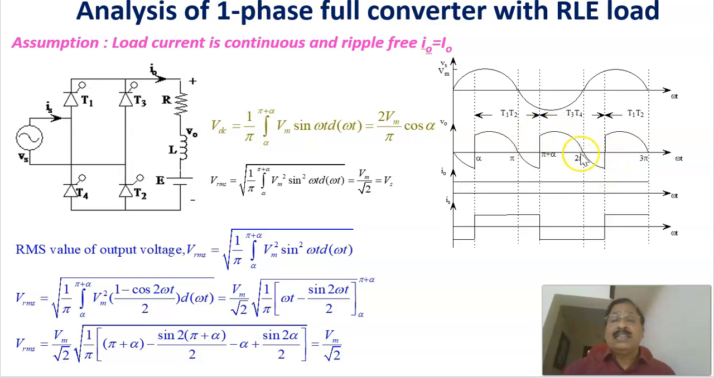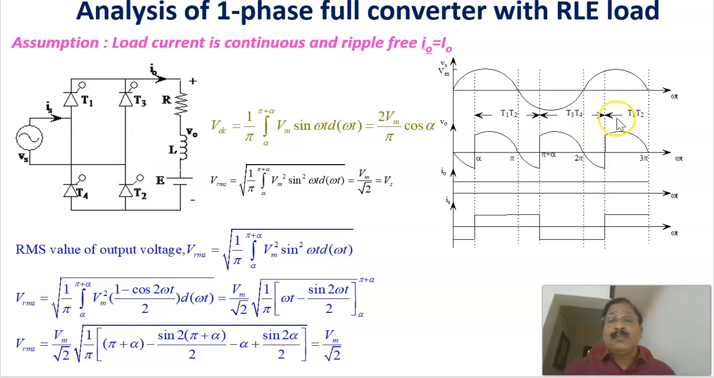This is called continuous conduction. In this way, what we are assuming is that the current through the RLE load is continuously I naught, a constant current flowing through this load. Again, the cycle repeats at 2 pi plus alpha. Therefore, from alpha to pi plus alpha, T1 and T2 are conducting.